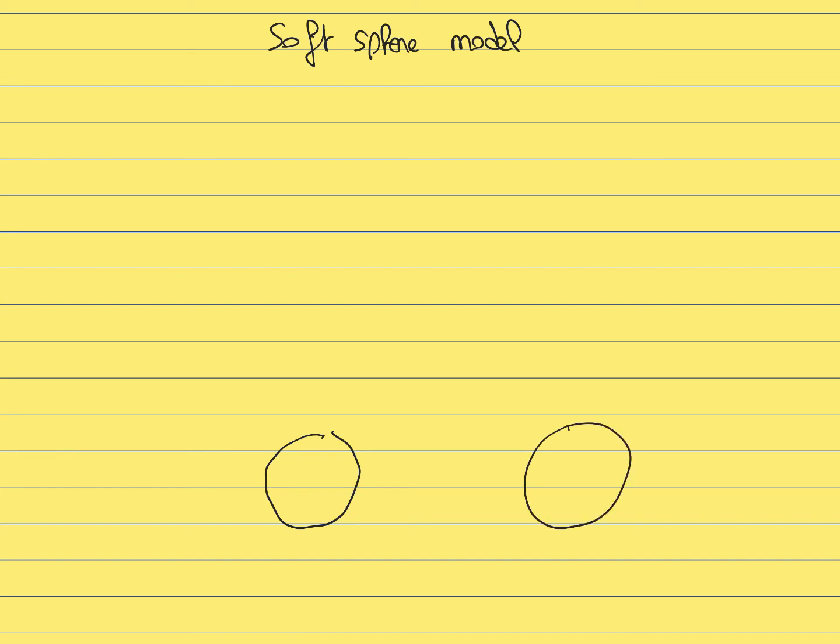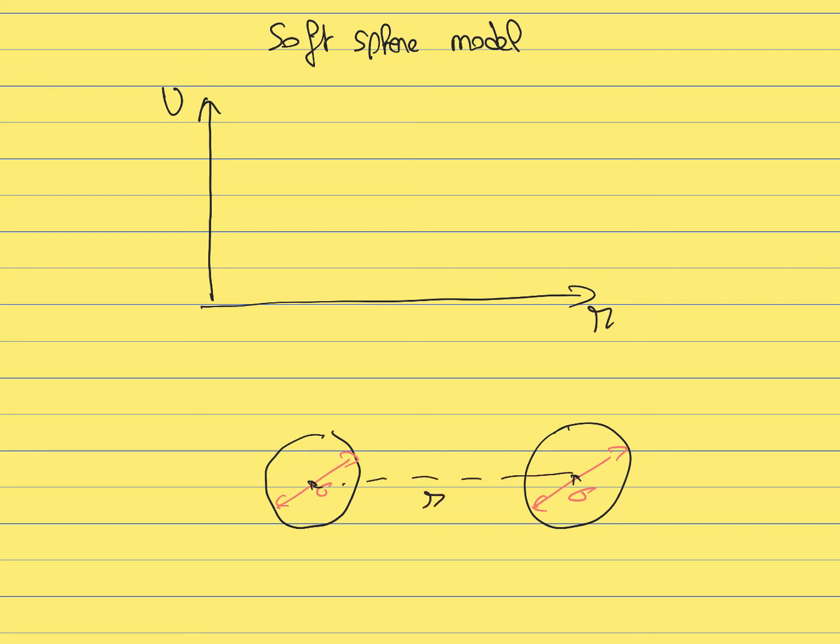They still have a diameter sigma, and so they are still interacting with each other. In this case, in addition to what we said for the hard sphere model, now when we plot the energy as a function of the distance between those two atoms, as a function of the distance between the centers. So in the case of the hard sphere model, this is what we had.